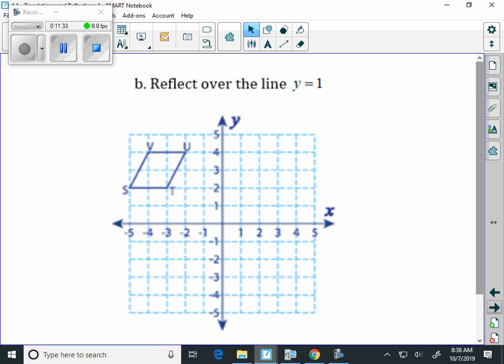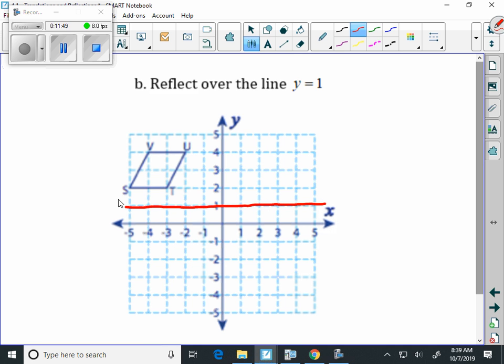Reflect over the line y equals 1. So again, we need to be able to draw the line y equals 1. And what we ultimately need to know is that the line y equals 1 is a horizontal line. It's that line right there. And once we can get that, by the way, we crossed the y-axis. That's why it's y equals 1. We crossed it at 1.